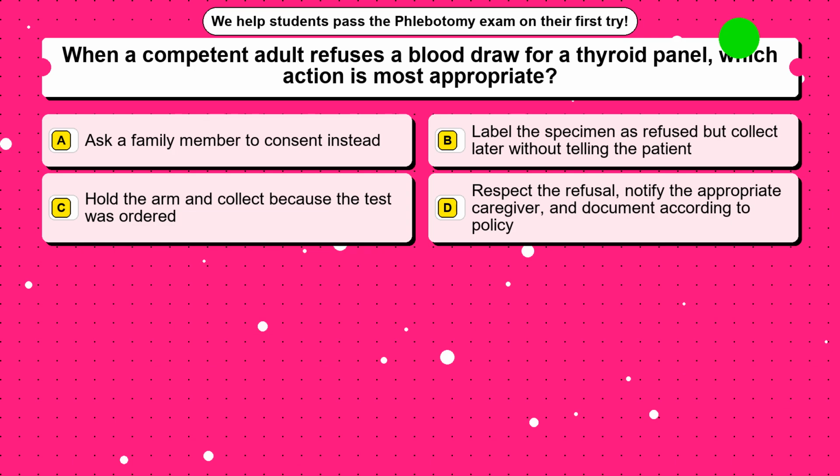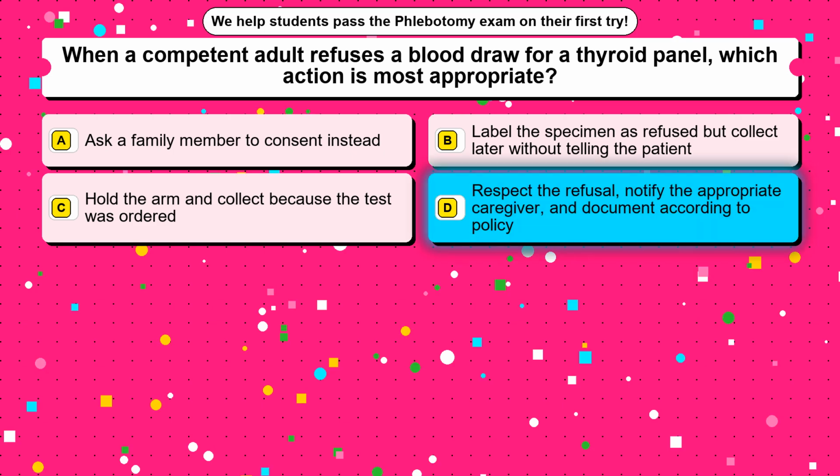Question 4. When a competent adult refuses a blood draw for a thyroid panel, which action is most appropriate? Option A. Ask a family member to consent instead. Option B. Label the specimen as refused but collect later without telling the patient. Option C. Hold the arm and collect because the test was ordered. Option D. Respect the refusal, notify the appropriate caregiver, and document according to policy.